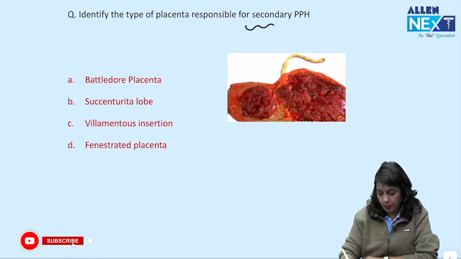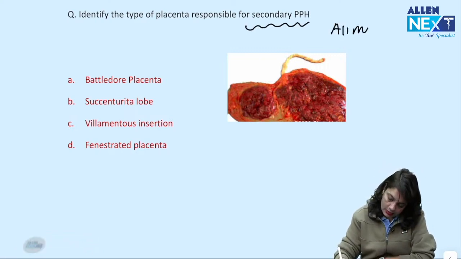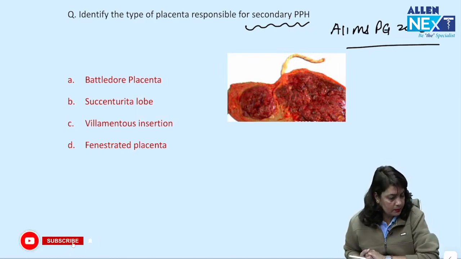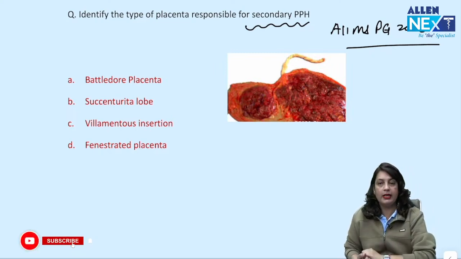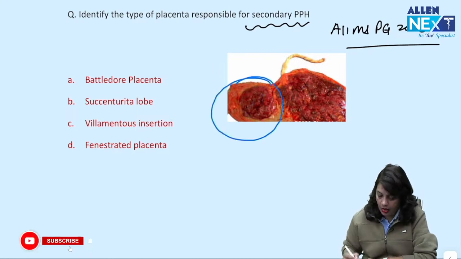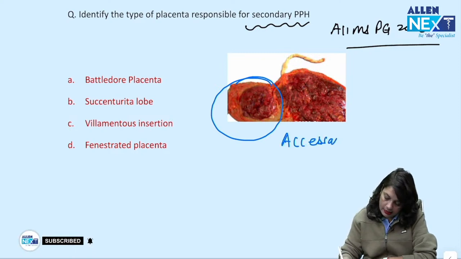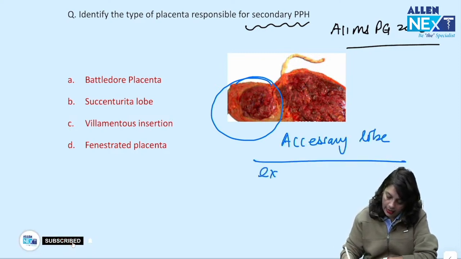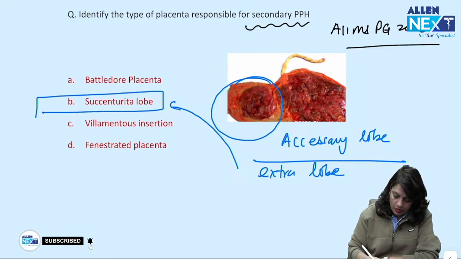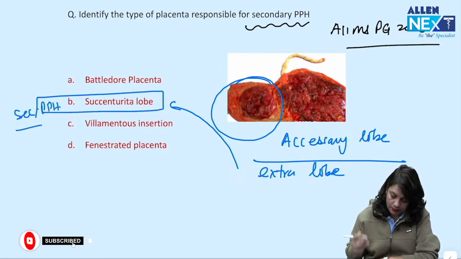Identify the type of placenta responsible for secondary PPH. This is an AIIMS PG question. What is the type of placenta you are seeing in this question? Battledore placenta, succenturiate lobe, filamentous insertion, or fenestrated placenta? Here in this image you can see very clearly that there is an extra lobe of placenta, there is an accessory lobe. An accessory or extra lobe of placenta is succenturiate lobe. Succenturiate lobe causes secondary PPH.